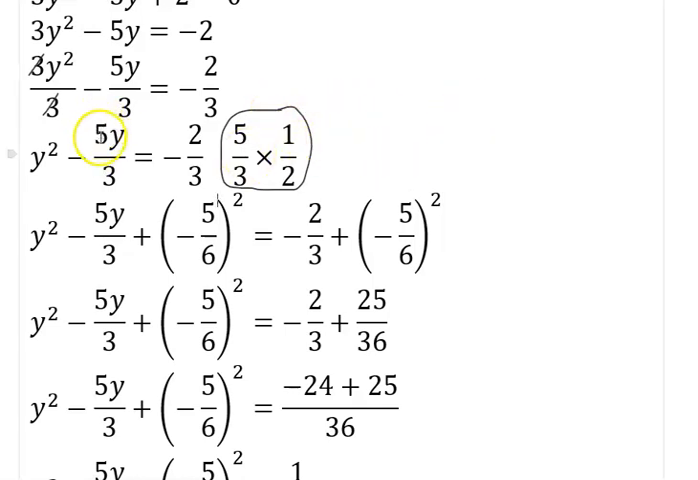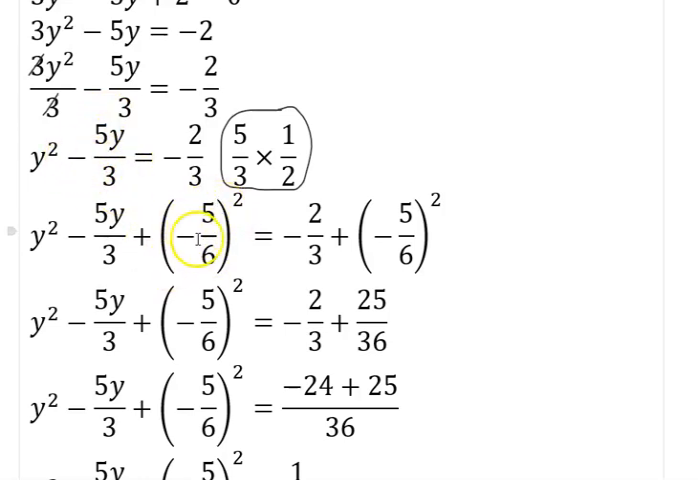So the half of 5 over 3 is what? 5 over 6. Look at it, 5 over 3, the half times 1 over 2. So if you say 5 times 1, it will give us what? 5. 3 times 2, it will give us what? 6. So that's just the half. This is just a rough work. So let's forge ahead. So we get the half of what we have here. So the half of 5 over 3 is what? 5 over 6.